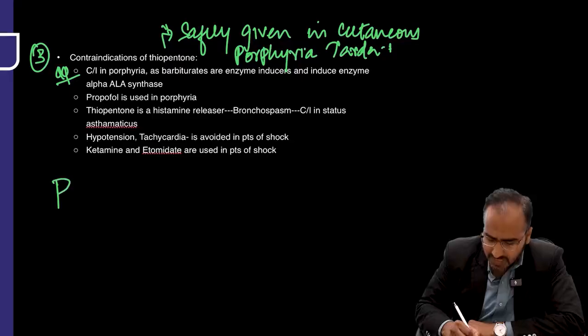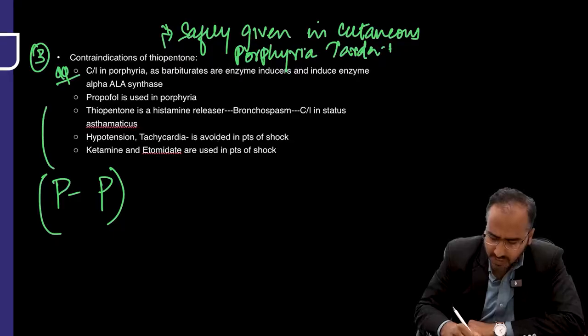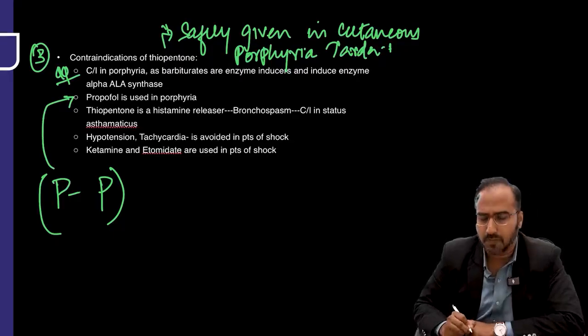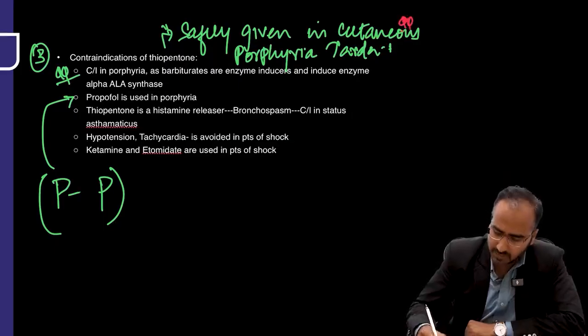That IV induction agent starts with P and porphyria also starts with P. So the IV induction agent of choice for porphyria is propofol. So one contraindication, porphyria, we have discussed. But it can be safely given in, this is very important, cutaneous porphyria tarda.